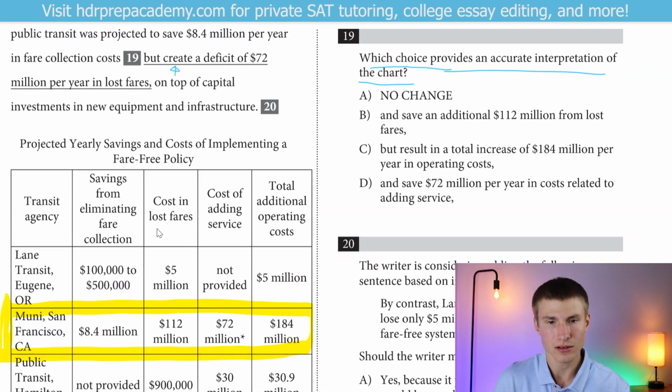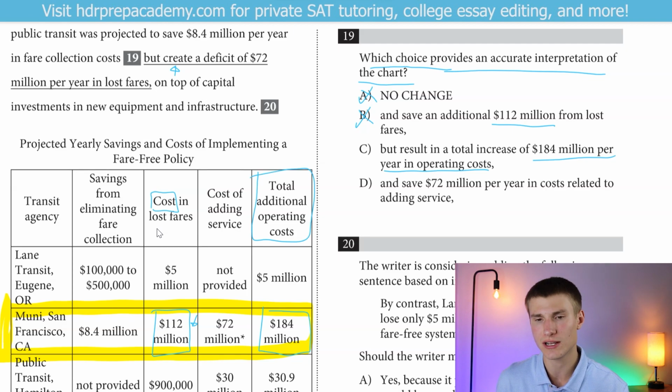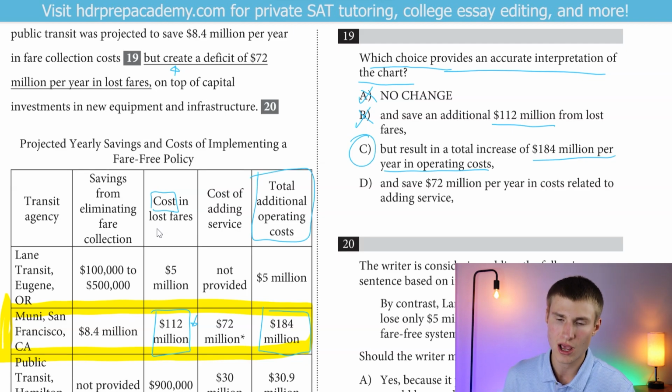Okay, so my option A, create a deficit of 72 million per year in lost fares. Let me look at cost and lost fares. I see it's 112, not 72. A is incorrect. B, save an additional $112 million from lost fares. I see I have cost and lost fares, and that's 112 million. So I'm not saving 112 million, it's costing me that. C, but result in a total increase of $184 million per year in operating costs. I see I have a total additional operating cost, which would be an increase in operating costs of 184 million. C is correct, it's accurate according to the chart.